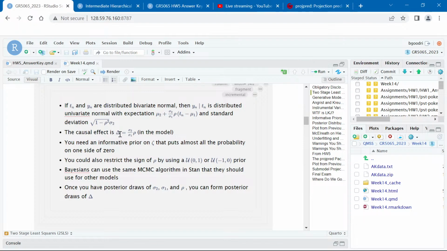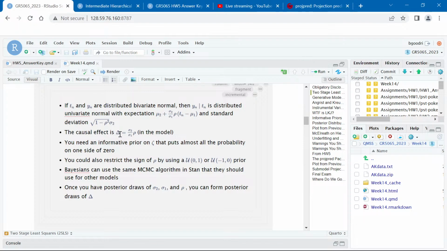And then once you have posterior draws of these things, you can get posterior draws representing the beliefs about delta under the model. So being Bayesian doesn't really excuse you from the requirement that you have to defend your instrument. So all the same thing goes in that.